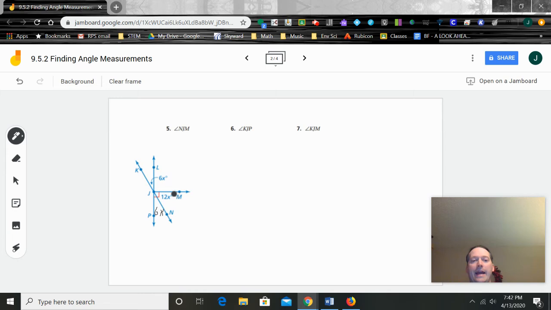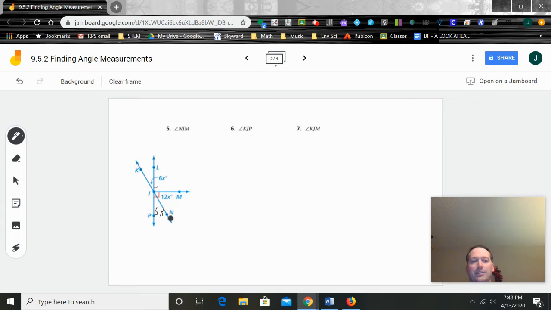If you notice, MJN and NJP, these 2 are complementary angles. This line is perpendicular to this line, so this angle right here is also 90 degrees. Now we've got a little bit of a layout here. Now let's figure out what they're asking us to do.